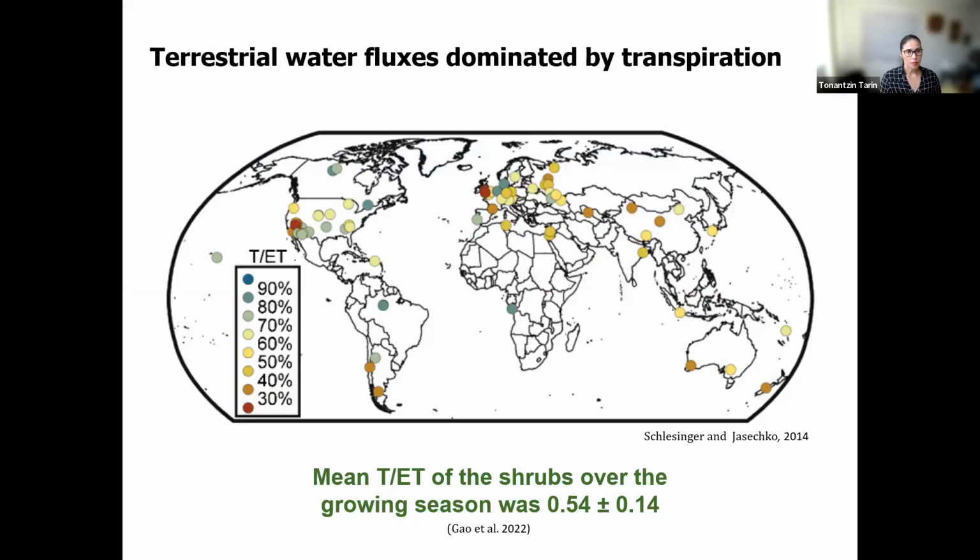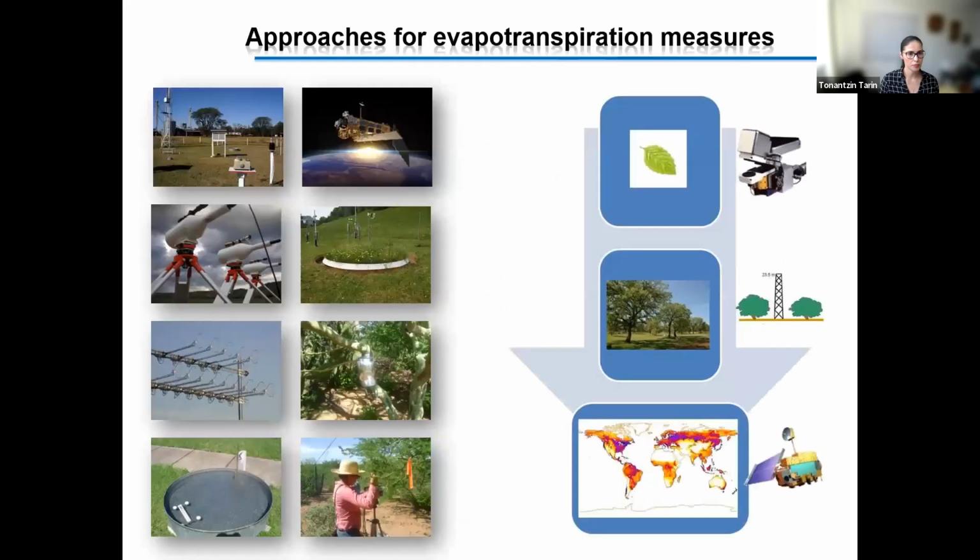Although the ratio of transpiration to ET is highly variable, there is a tendency for transpiration to be the dominant flux, especially in ecosystems that have a dependency on water. And a recent worldwide review showed that transpiration can represent 60% of the ET in different types of ecosystem and around 45% in shrublands and deserts.